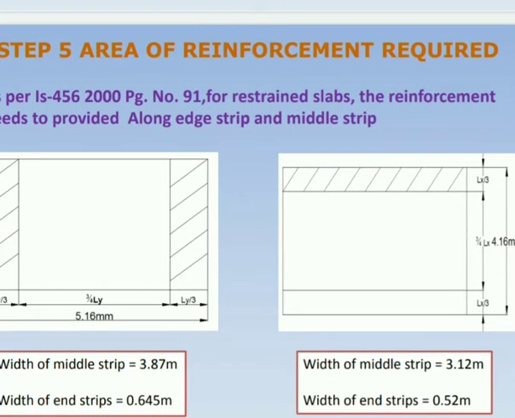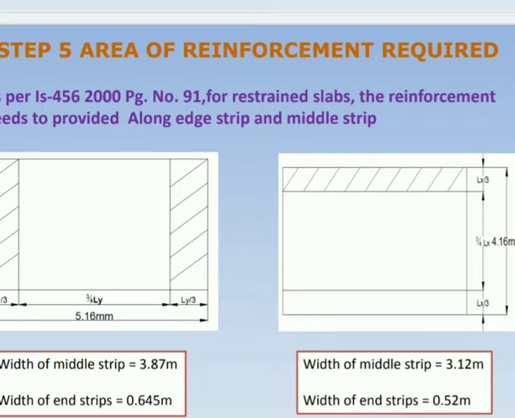Going further, now this is the most important thing of your design of a restrained slab. The reinforcement needs to be divided along two parts or two strips, that is the center strip and the edge strip. I have shown with the hatch marks the center strip as well as the edge strip. So the width of the middle strip is 3.87 and the width of the end strip is 0.645 when you consider the shorter span.